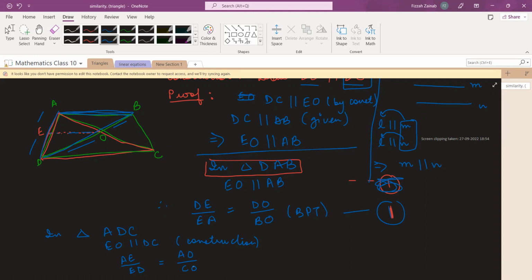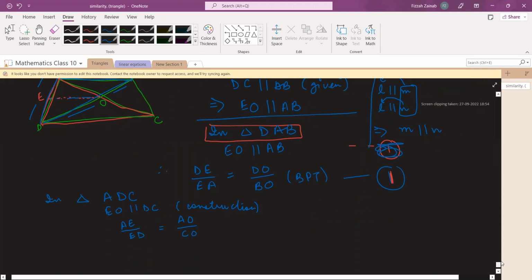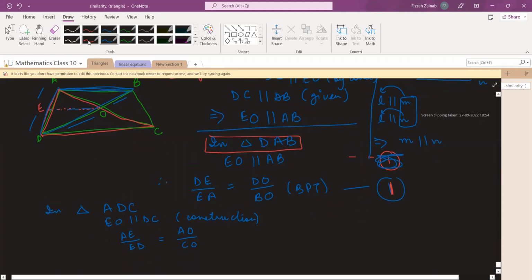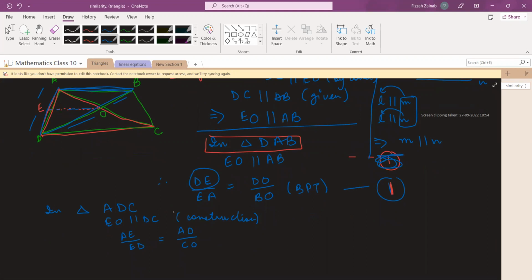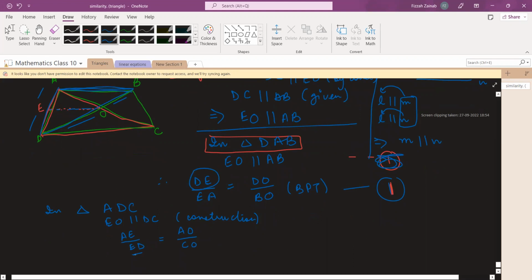Okay. Now, can you just compare 1 and 2? Here I have DE in the numerator, and here I have it in the denominator. So I can just flip this equation. Any problem?